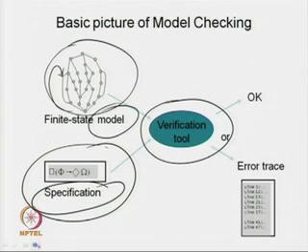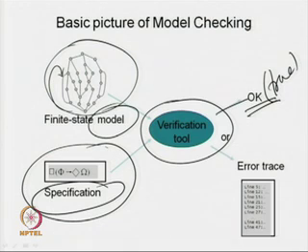So, what is the output of this verification tool, or the model checker? If this property is indeed true in this model, then it will just give you the output OK, or it will say true. That means the given specification is true in my model.